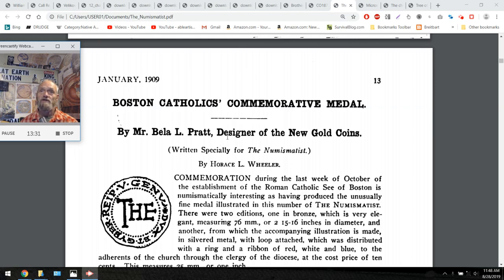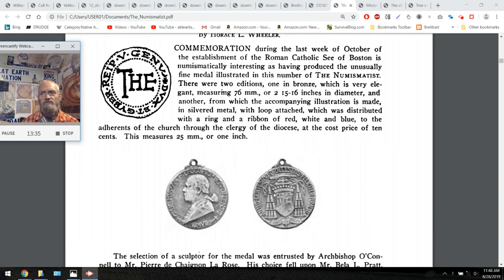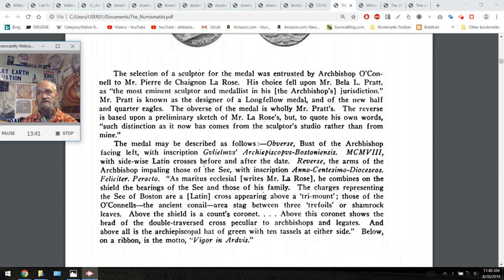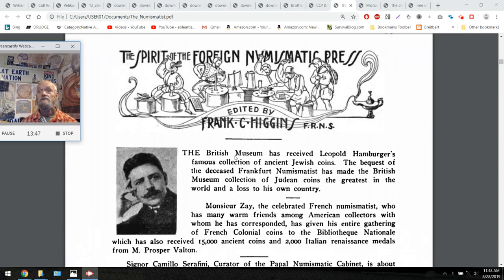We'll get more of that later. Boston Catholics, because they really just like the minting of it. That was a big deal, because they were telling stories. Well, they've got the spirit overseas.